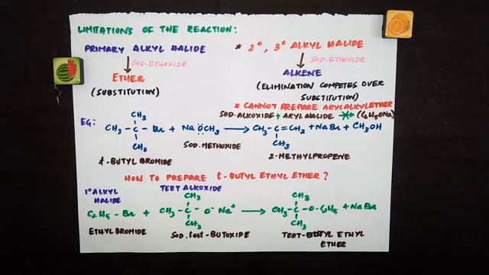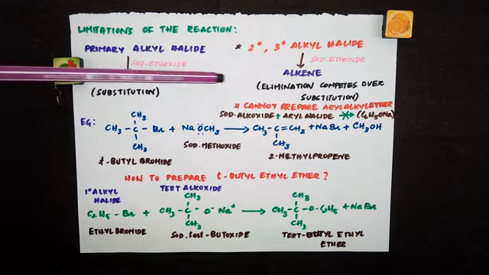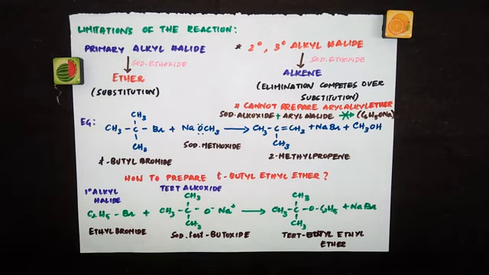Now another limitation here is, you cannot prepare aryl alkyl ether by this Williamson synthesis. What is aryl alkyl ether? So we have seen two methods of preparation of ethers.